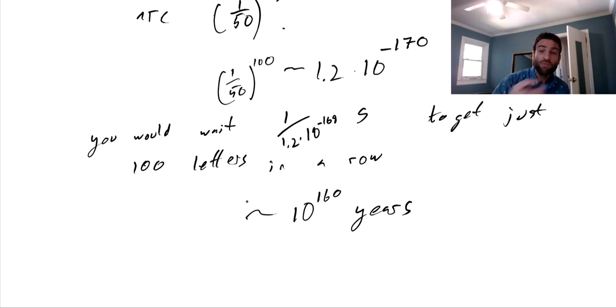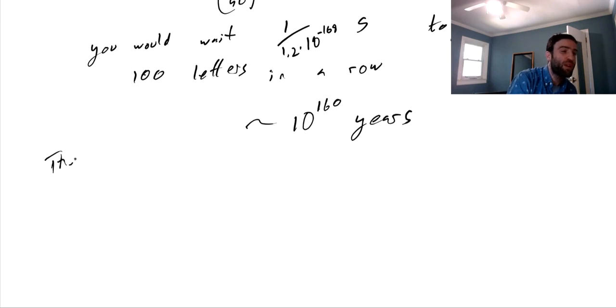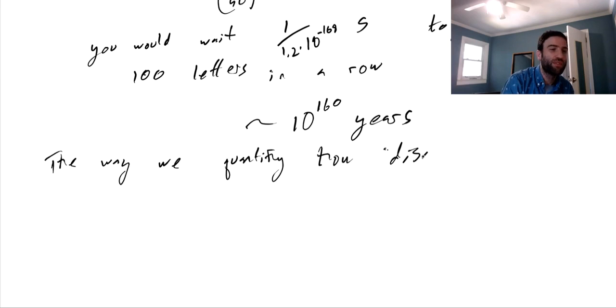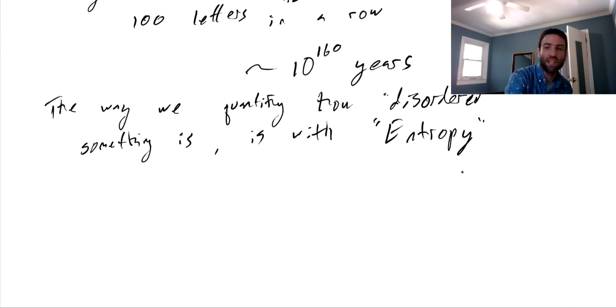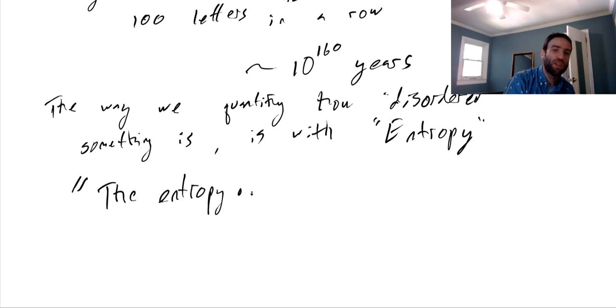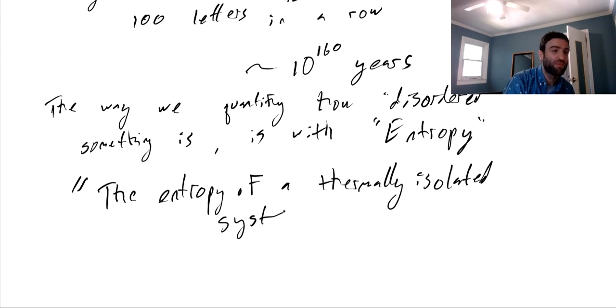Okay, so the best that we can do is to say the amount of disorder in an isolated system will never decrease spontaneously. And in physics, the way we quantify how disordered something is is with entropy. So entropy is a way of measuring how disordered a system is. And one statement of the second law of thermodynamics is that the entropy of a thermally isolated system never decreases.